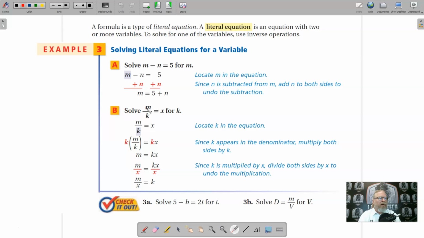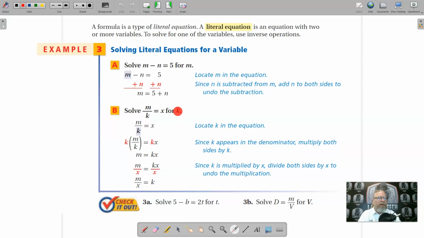On the next one, solve m over k equals x, and they want us to solve for k. So let's locate k in the equation. We see that it is in the denominator. And whenever we want to get rid of a fraction, what do we do? We're going to multiply by the denominator. What we do to one side, we're going to do to the other. So we multiply both sides by k. The k's cancel each other, leaving us with just m. And we now have kx on the right, so m equals kx.